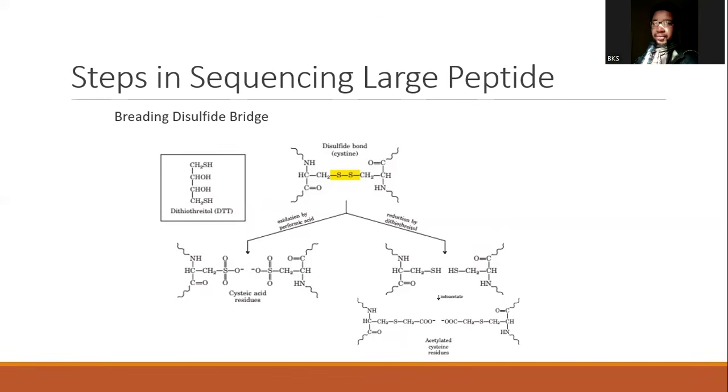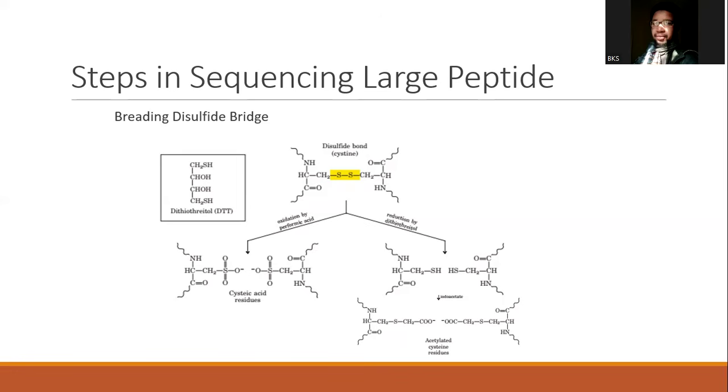You can either oxidize the disulfide bridge using performic acid to form what we call cysteic acid. So this cysteic acid residue is stable. It will not go back to form a disulfide bridge again. Or you use a reduction approach using dithiothreitol.